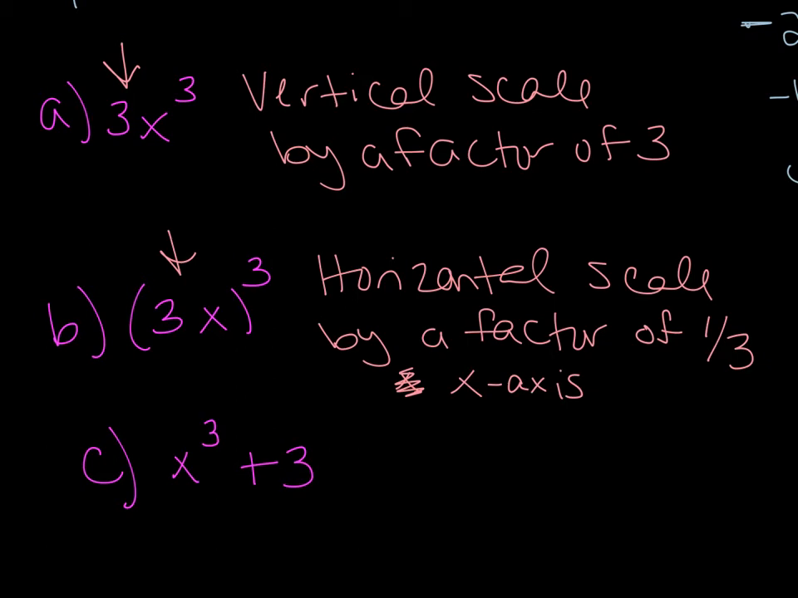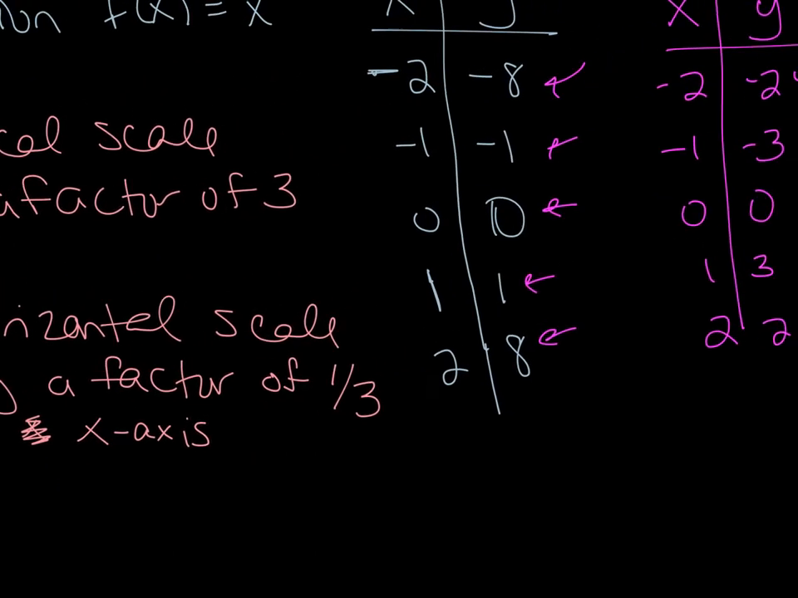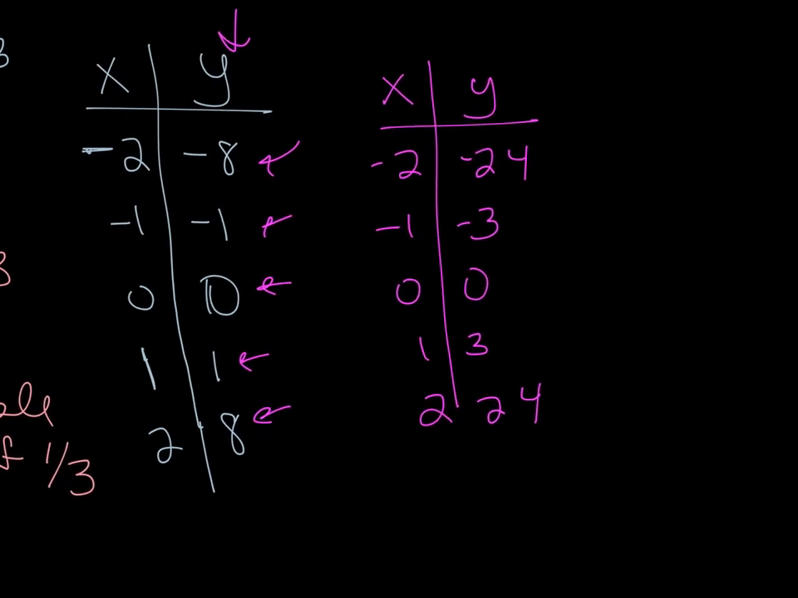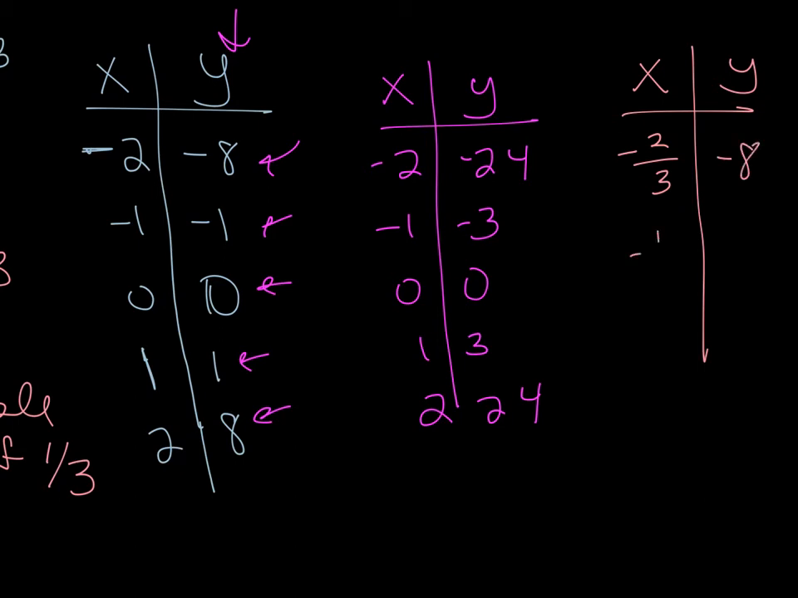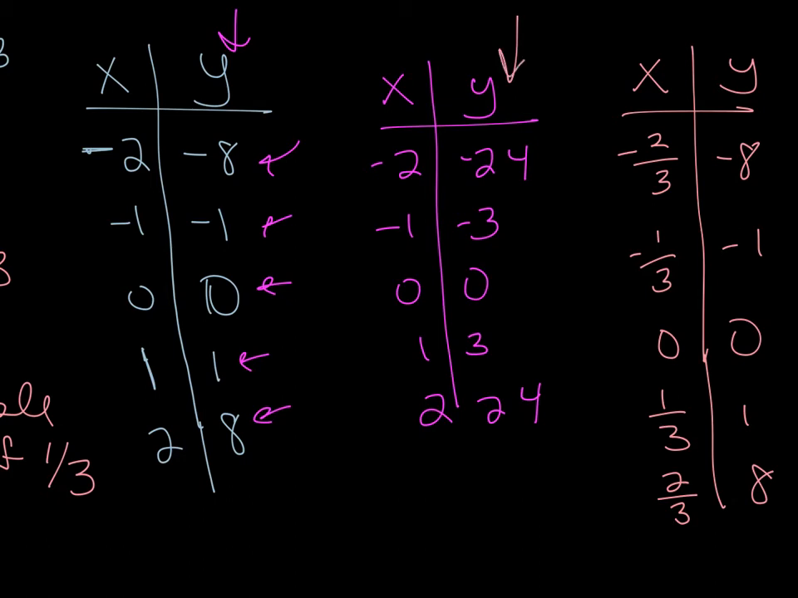So basically what this does to the table, if you look at the parent function's table, is it takes that table and divides all these x values by 3. So -2/3 would get you -8, and -1/3 would get you -1, 0 would still get you 0, 1/3 would get you 1, and 2/3 would get you 8. So that's what scaling means. A vertical scale multiplies the y-axis, and the horizontal scale multiplies the x-axis.